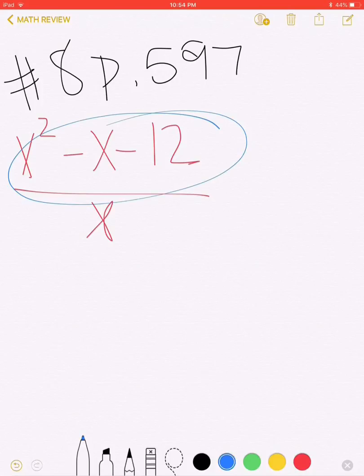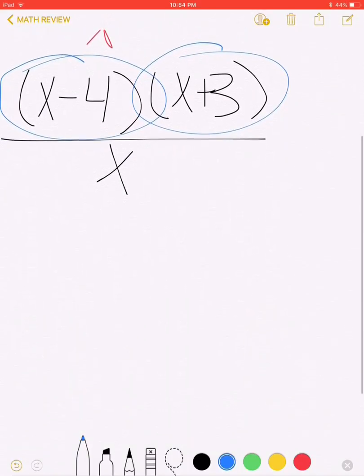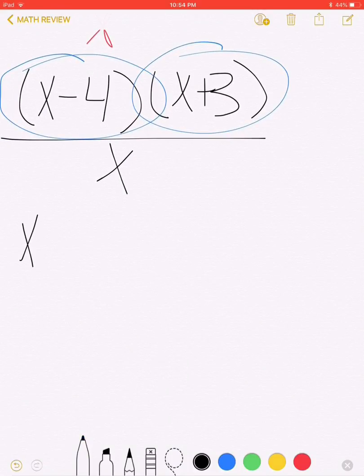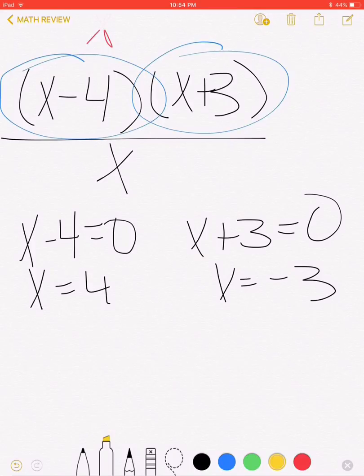So I'm going to factor the top, which is going to leave me with (x minus 4)(x plus 3) over x. And this is where I'm going to get my zeros from. If you remember, all you have to do is set them equal to 0. So x minus 4 equals 0 and x plus 3 equals 0. You just solve that, getting x equals 4 and x equals negative 3. So these are the zeros of the function.